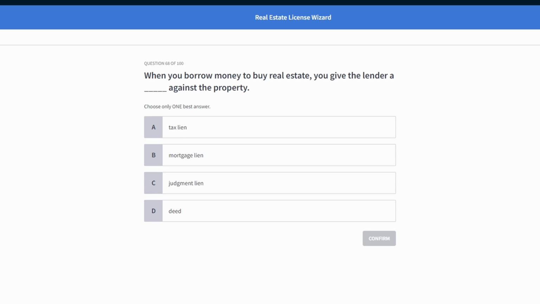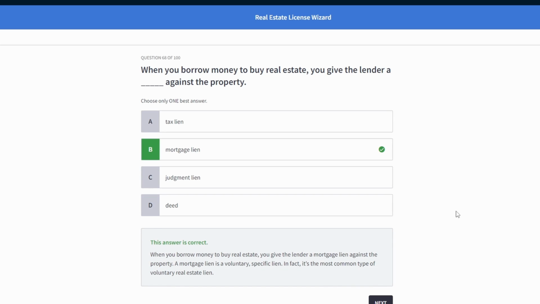Alrighty, so what is the correct answer for this one? Well, it's going to be B. That's right, a mortgage lien. When you borrow money to buy real estate, you give the lender a mortgage lien against the property. A mortgage lien is a voluntary specific lien. In fact, obviously, it's the most common type of voluntary real estate lien.